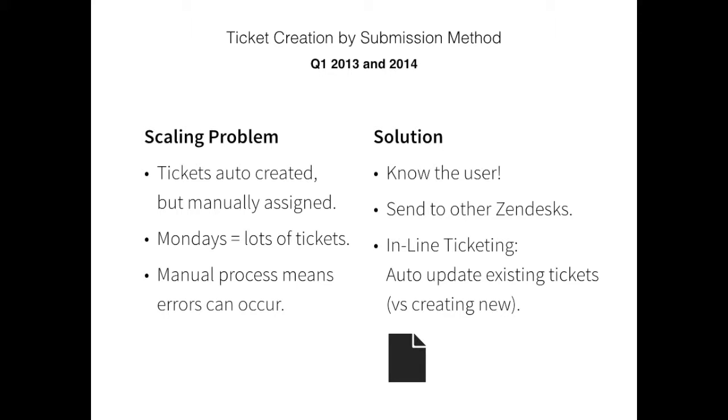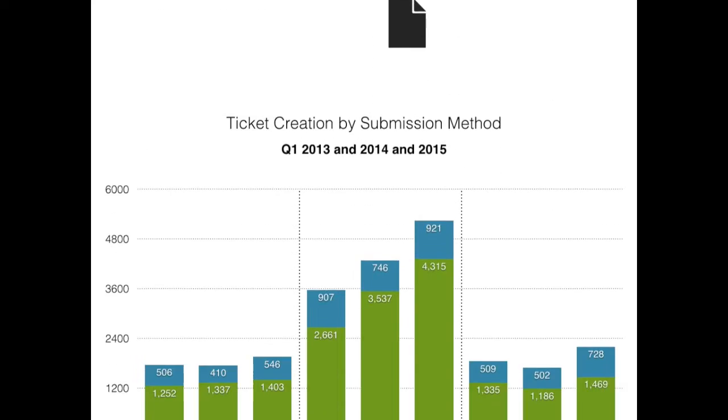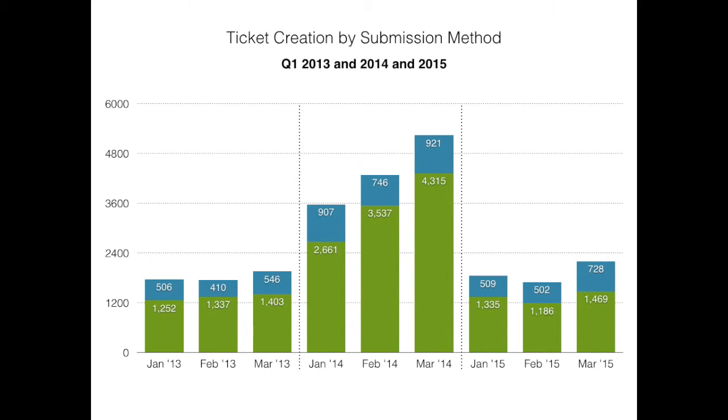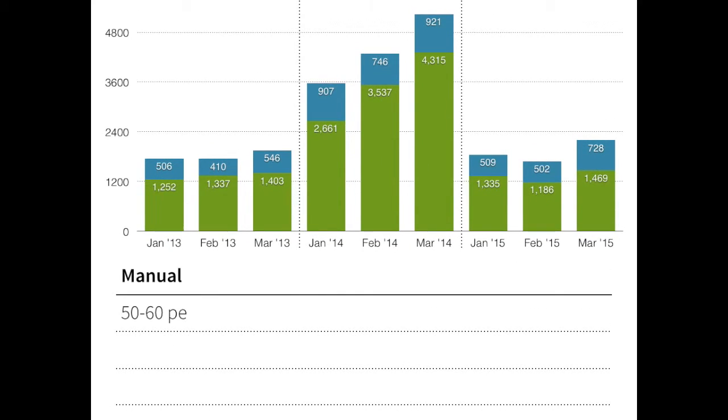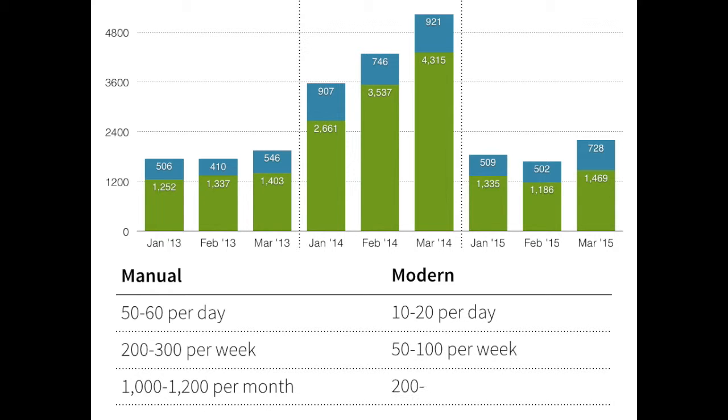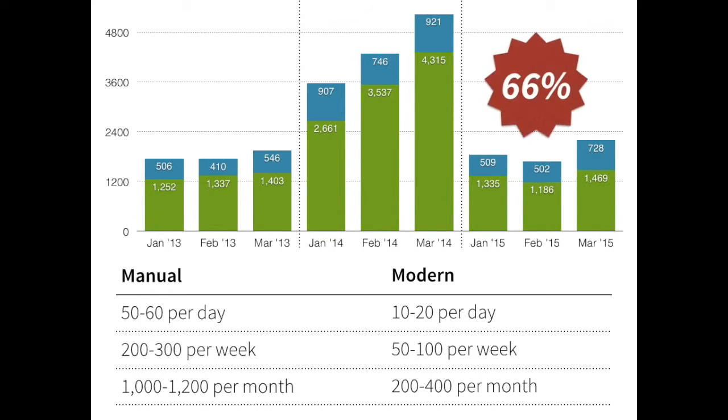And so what that gave us this year, after making those changes, is a huge 66% decrease in the number of tickets that we were generating. And we used to manually process 50 to 60 per day, and now we're processing about 10 to 20 per day manually through the API. Now, there's still room for improvement because we still have to know who these people are, and I'll explain that in just a minute. I want to give you a couple examples of how we use the API.